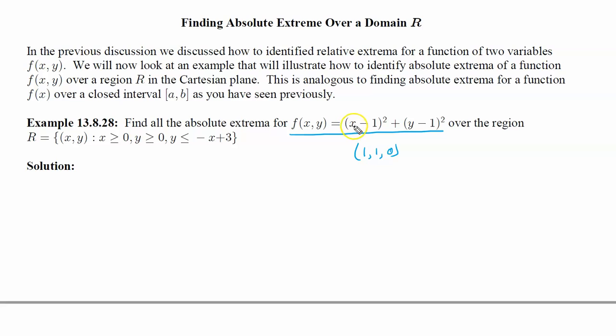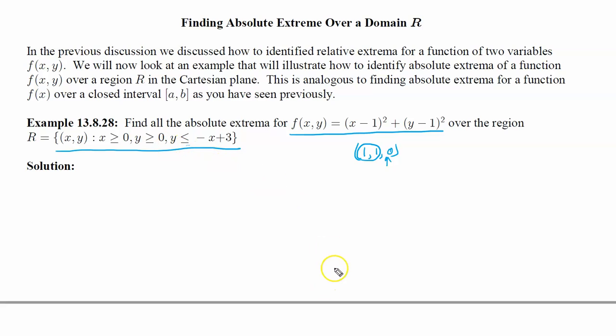Notice if we put 1 in for x and 1 in for y, we get back 0 for f. And that's going to be where the vertex is. The vertex in the xy plane is at 1, 1, and it has a function value of 0. And we want to identify the absolute extrema for this function over this region in the xy plane. So the region where x is greater than or equal to 0, y is greater than or equal to 0, so we're in the first quadrant, and y has to be less than or equal to negative x plus 3.